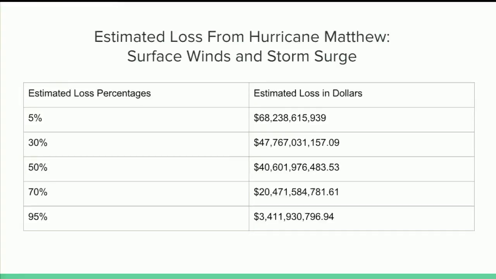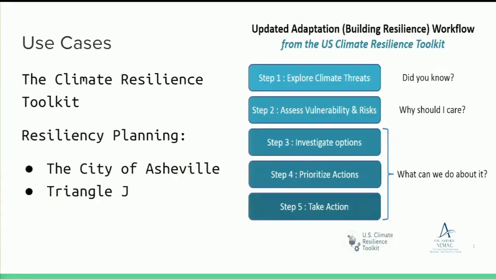And so this is an example of the loss statistics generated from the surface wind profile and the storm surge profile. And so there was a 5% chance of $68 billion worth of loss and a 95% chance of $3 billion worth of loss. So overall, this model is currently being used in the city of Asheville for resiliency planning and policy creation, as well as the Triangle J, using the steps of resilience within the U.S. Climate Resilience Toolkit.